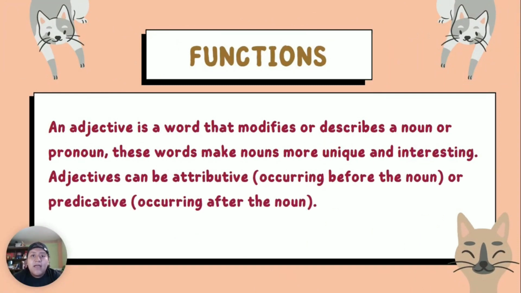Functions. An adjective is a word that modifies or describes a noun or pronoun. These words make nouns more unique and interesting. Adjectives can be attributive, occurring before the noun, or predicative, occurring after the noun.